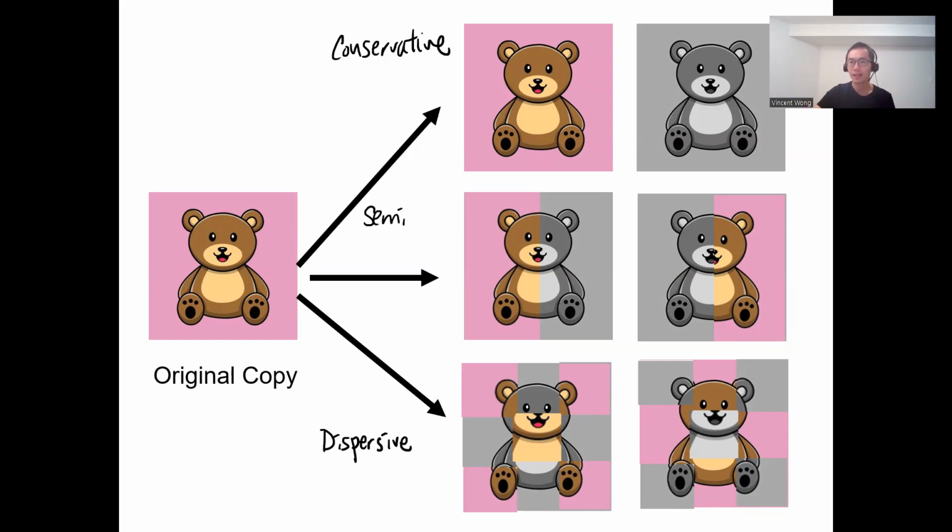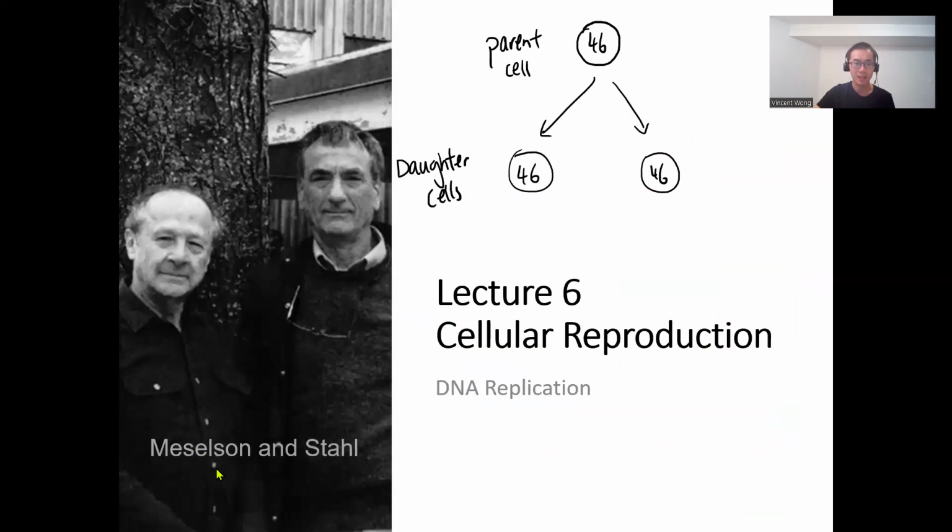Then there were these two scientists, Meselson and Stahl. They did an experiment, which I'm going to show you right now, to figure out which model is correct.